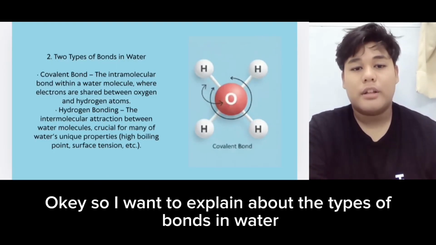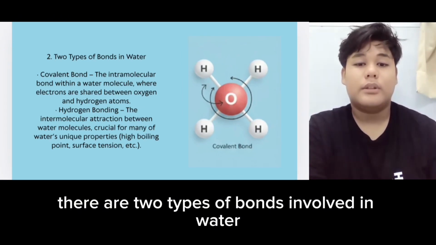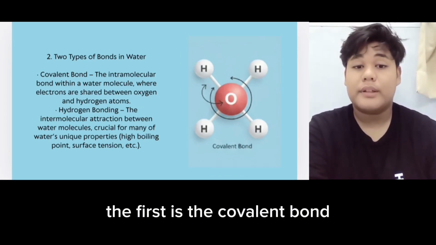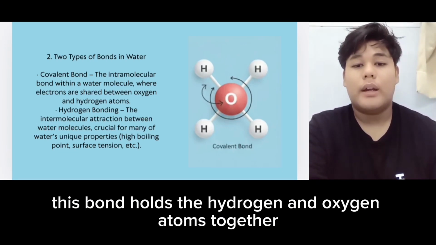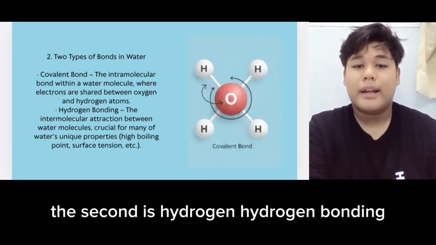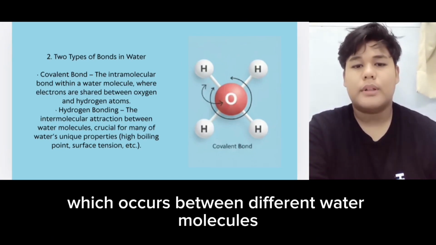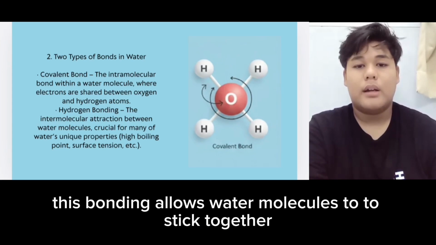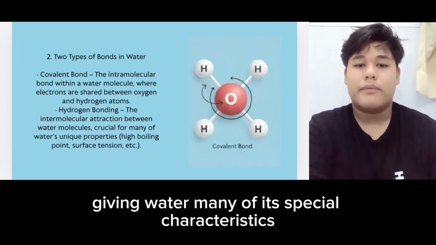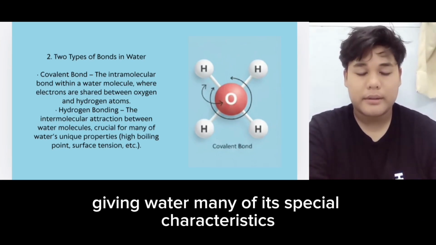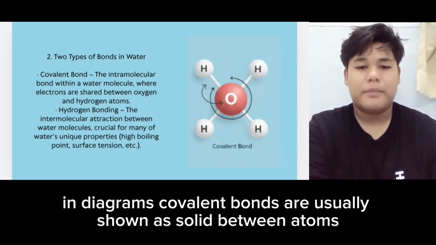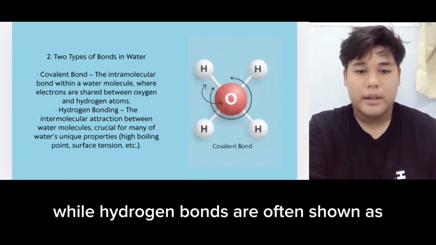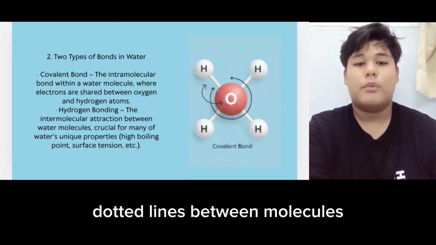Okay, so I want to explain about the types of bonds in water. There are two types of bonds involved in water. The first is the covalent bond, which exists within a single water molecule. This bond holds the hydrogen and oxygen atoms together. The second is hydrogen bonding, which occurs between different water molecules. This bonding allows water molecules to stick together, giving water many of its special characteristics that are essential for life. In diagrams, covalent bonds are usually shown as solid lines between atoms, while hydrogen bonds are often shown as dotted lines between molecules.